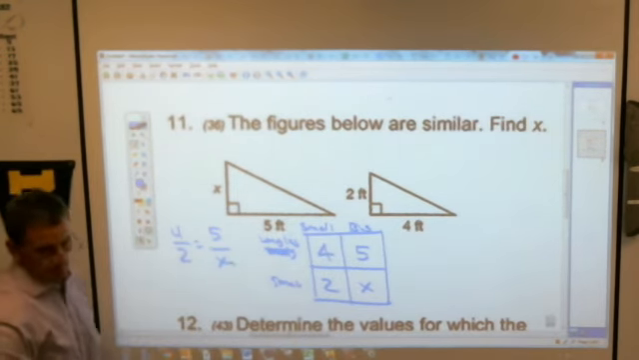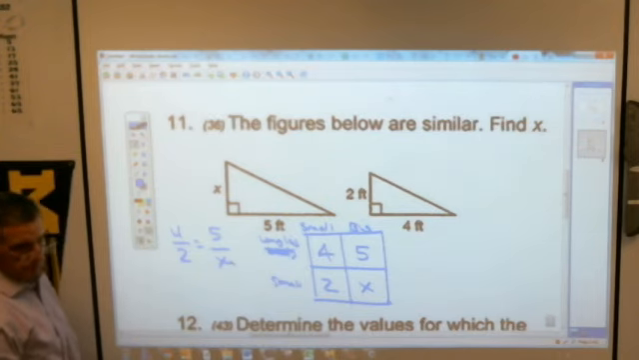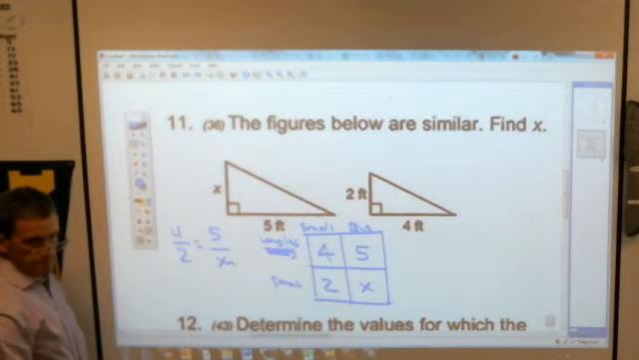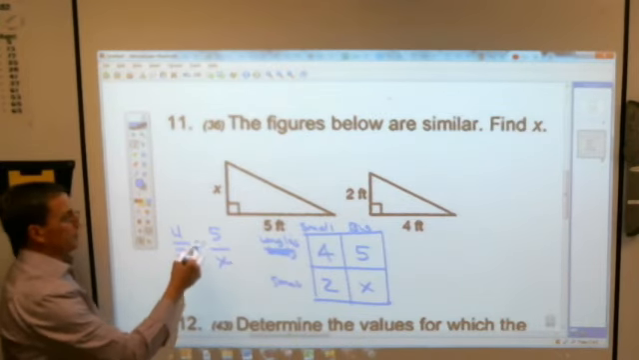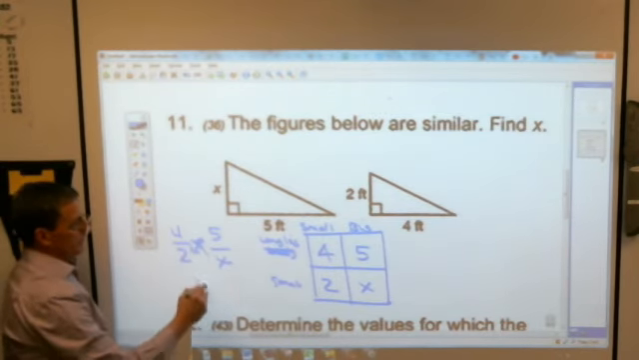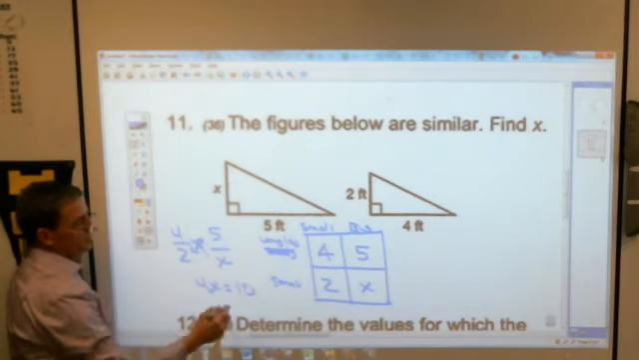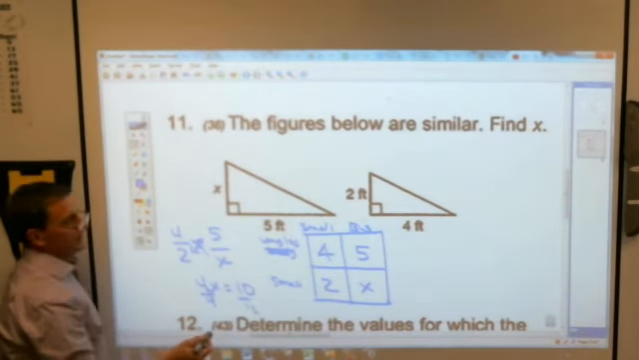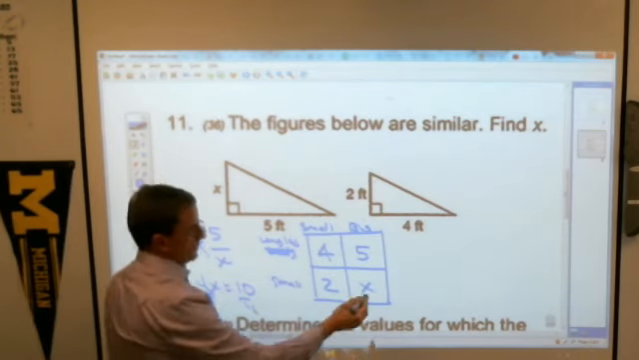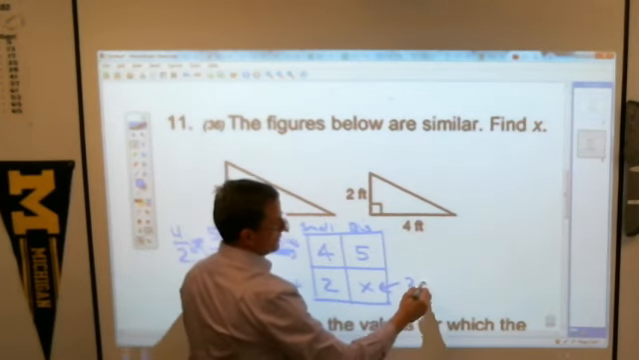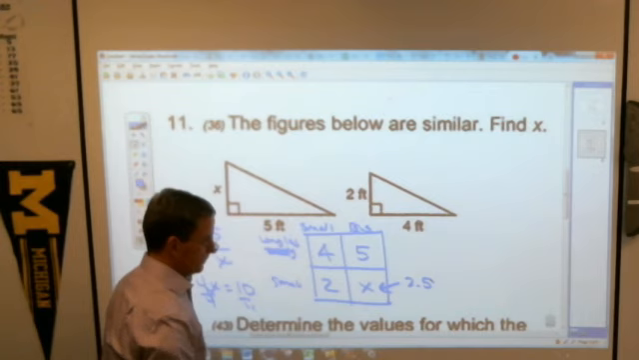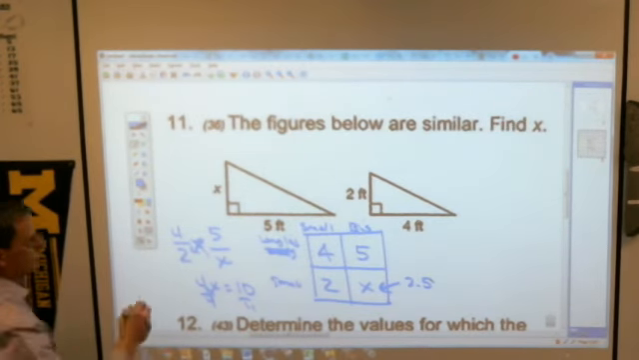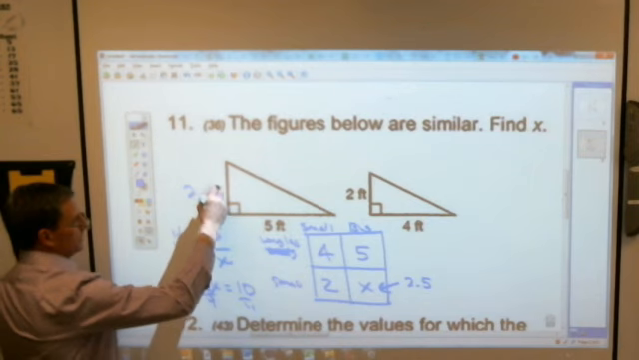And then how would you do that? Right, cross products. 4 times x equals 5 times 2. Divide by 4, divide by 4, you get 2.5. Is that right? Yeah.